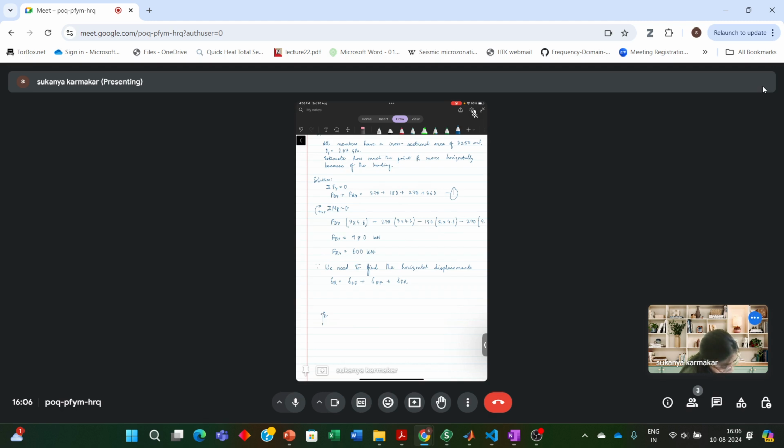The reaction is, basically write down the joint equilibrium. This is FDE, then let's assume FDC to be compressive, and you have 270 kg.